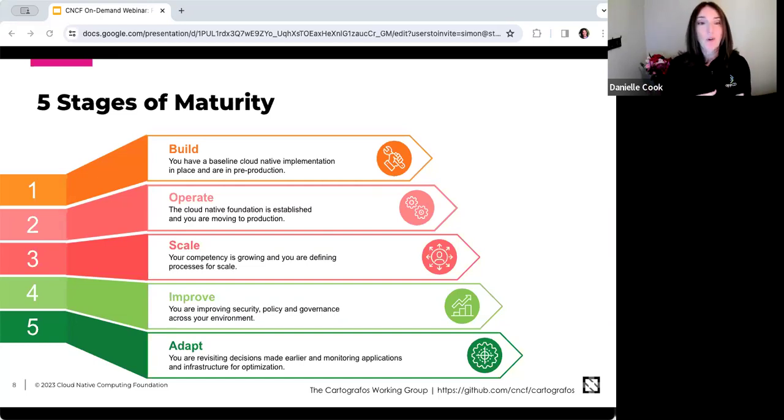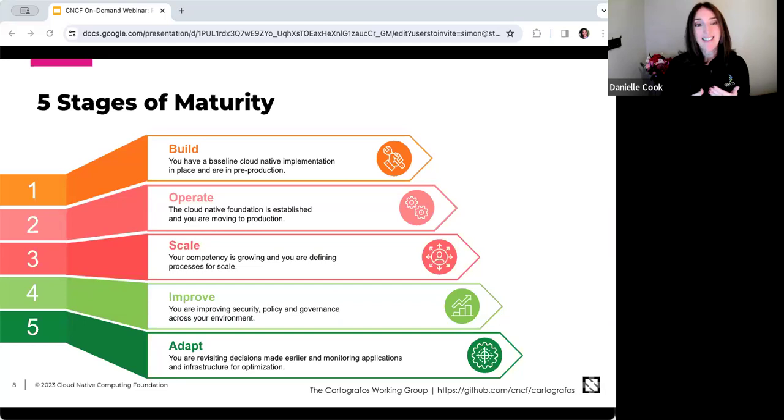In level two, you're in the operation stage. So that is when you are moving to production, and you might be doing it with one application or you might be doing it with several. Your way of operating will change based on how you're testing, how you're rolling out, what's the easiest applications to move to cloud native first, and what is going to, you know, perhaps never move to cloud native.